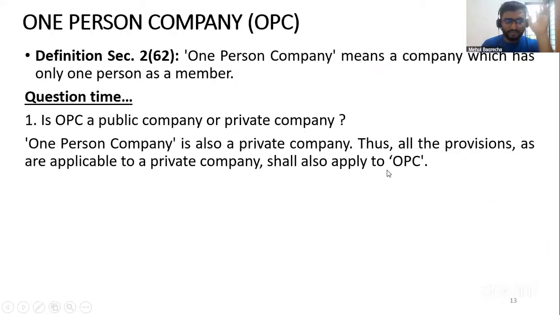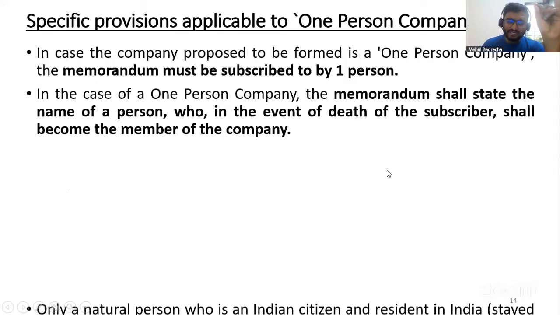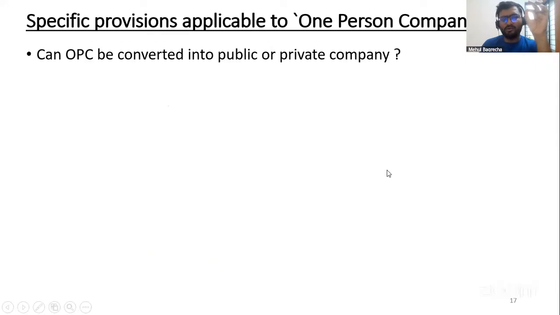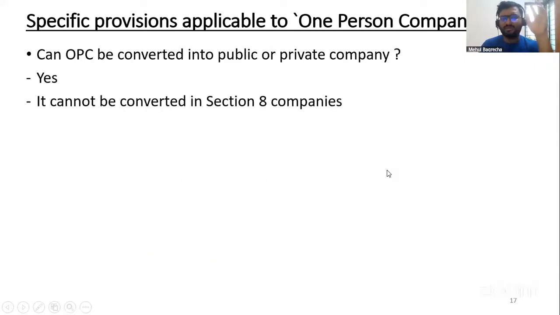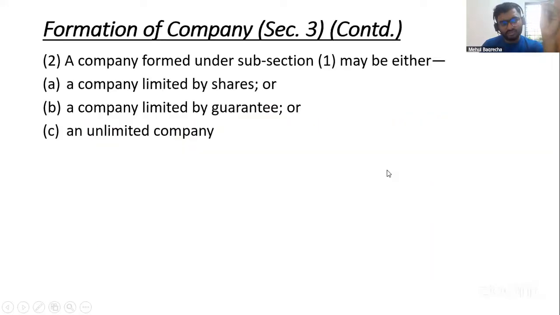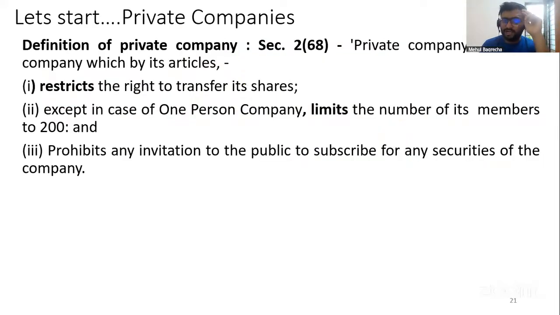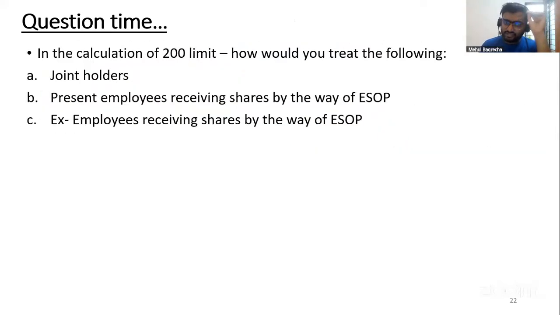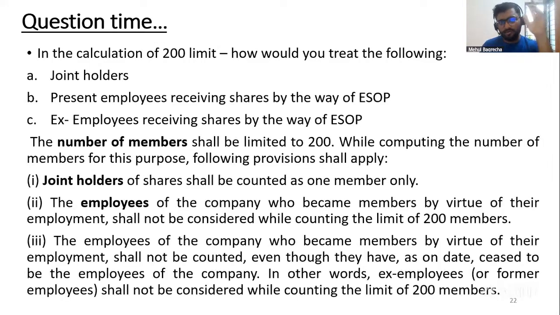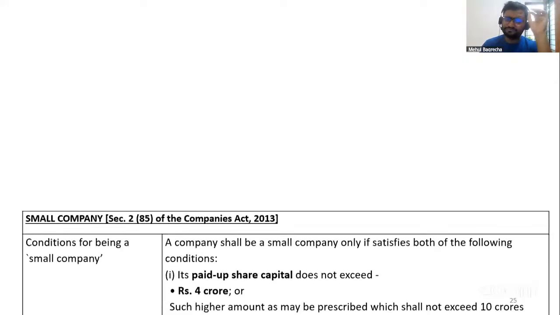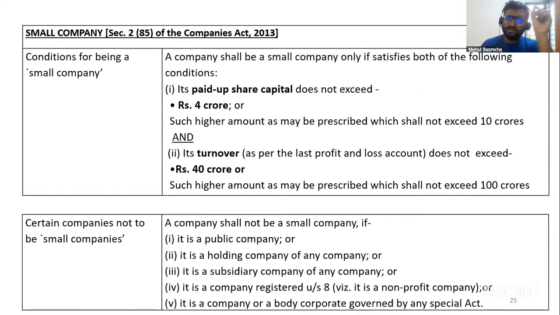Then we saw what is the concept of OPC. We went on to understand how the OPC concept works. We saw the whole discussion revolving around nominee. How do you convert a company, whether it is possible or not? Then we saw the whole concept of private company, types of companies, limited by share, limited by guarantee, and unlimited company. What is a private company? How do you calculate RLP? Then we saw the concept of calculation of 200. We went on to understand public company as a concept. We saw small company as a concept. When do you call it a small company? There is an update, there is an amendment here.